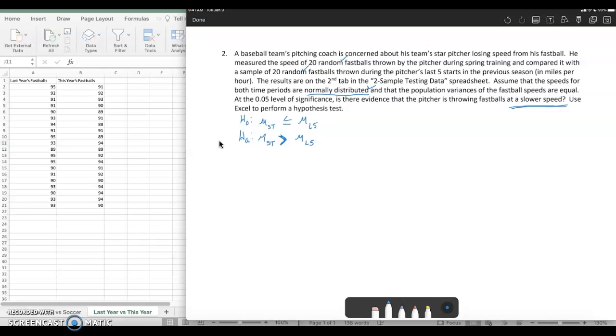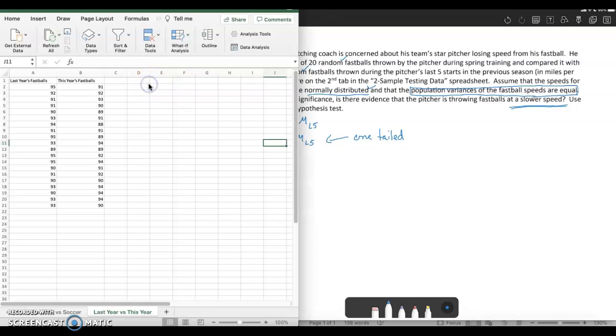We are performing a one-tailed test in this case. That will become important when we look at our p-value. We'll need to remember that. And also important information is that we are told the population variances of these fastball speeds are equal. So when we choose what type of test we're running, we're going to choose the equal variance option. Let's go ahead and go now into Excel.